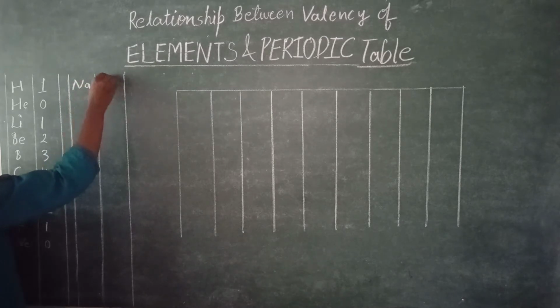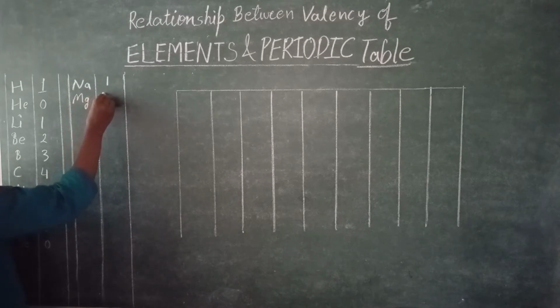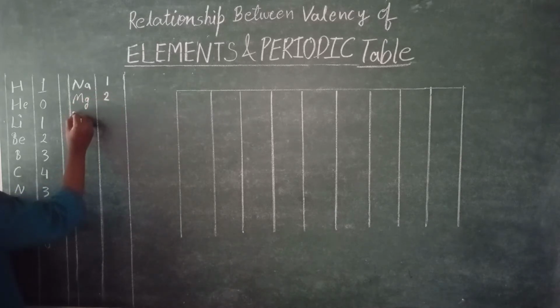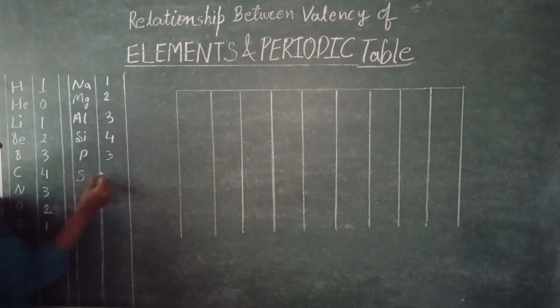Sodium is 11. Its valency 1. After sodium, magnesium. Its valency 2. Then after magnesium, aluminium. Its valency 3. And after aluminium, silicon. Its valency 4. Then phosphorus. Its valency 3. Then sulfur. Its valency 2. Then 14, 15, 16, 17.